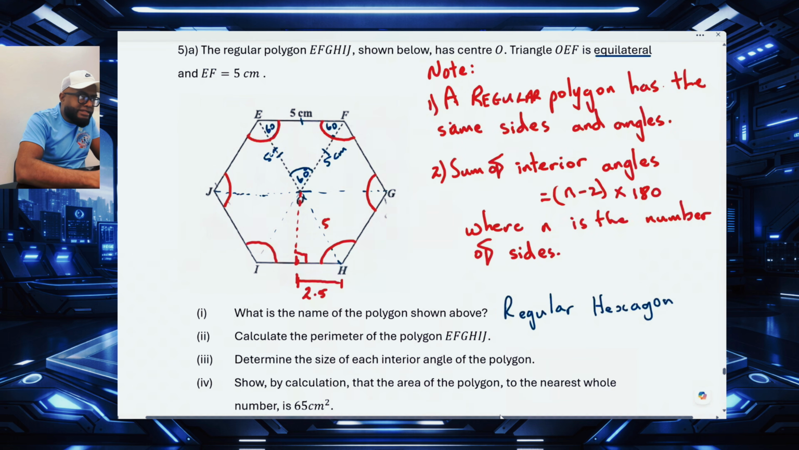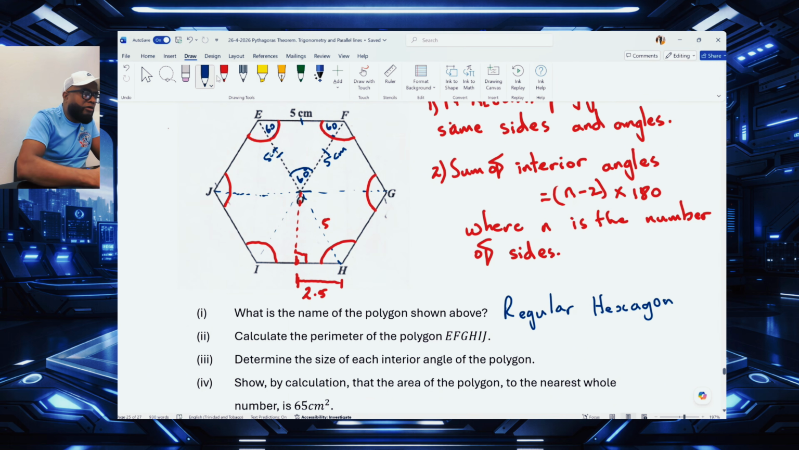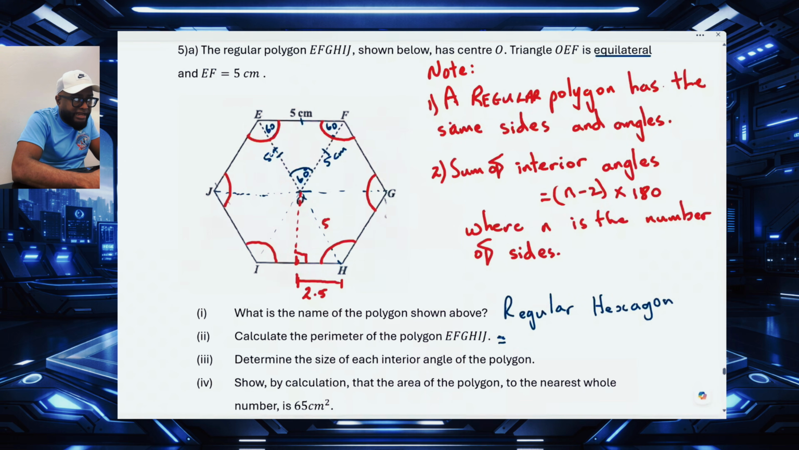So they said calculate the perimeter of the polygon EFGHIJ. We already stated the name of the polygon. It's a regular hexagon because it has 6 sides. Now, we calculate the perimeter of the polygon. What are we adding together for the perimeter? Or you could just say 5 multiplied by how many sides we have? 6. So it would be 30.